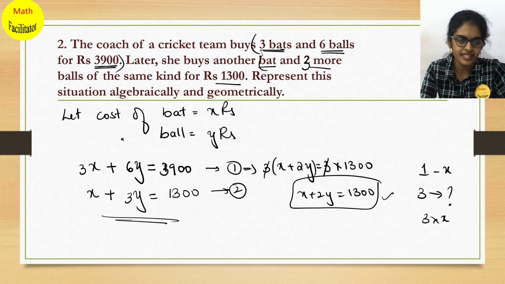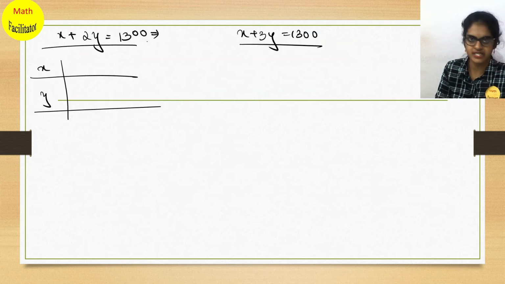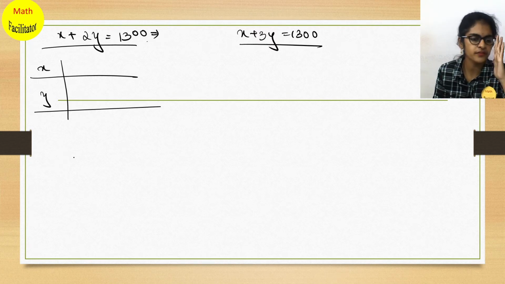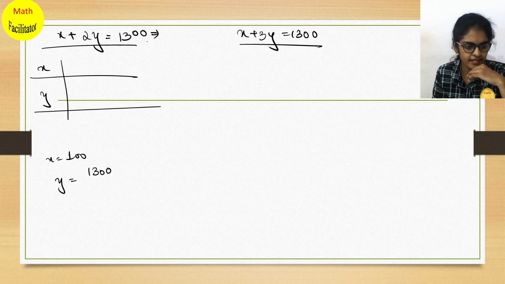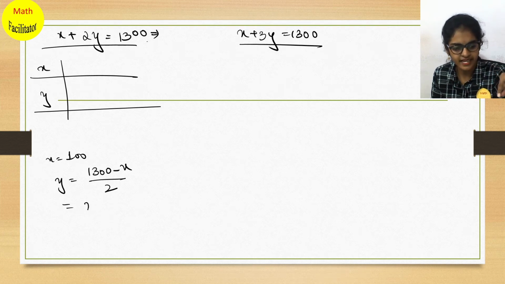So to represent it graphically here, as you can see, you will get very high values because you have 1300, which is a very big value. So let's take x as 100. If you are taking x as 100, your y will be how much? y is nothing but I can take (1300 minus x) divided by 2. From this equation, I have taken y value. So x is 100, so 1300 minus 100 is 1200 divided by 2.